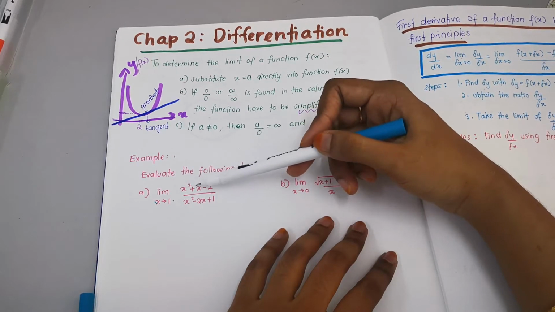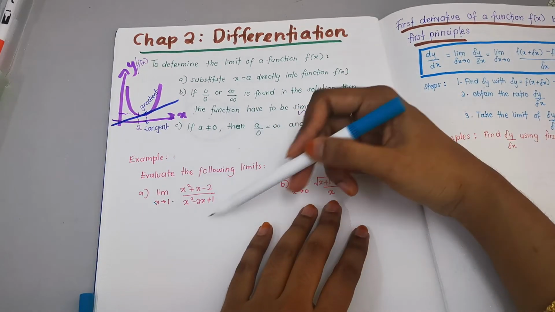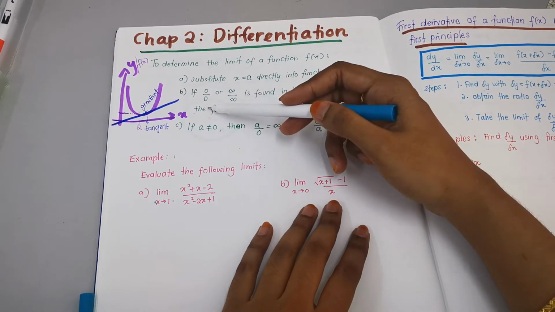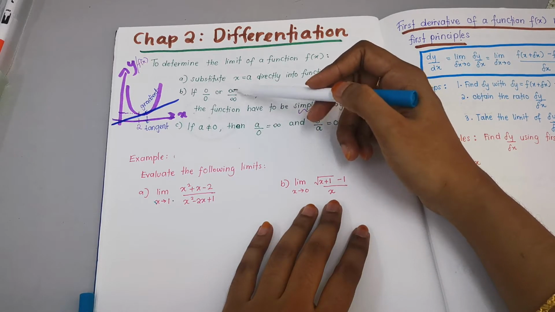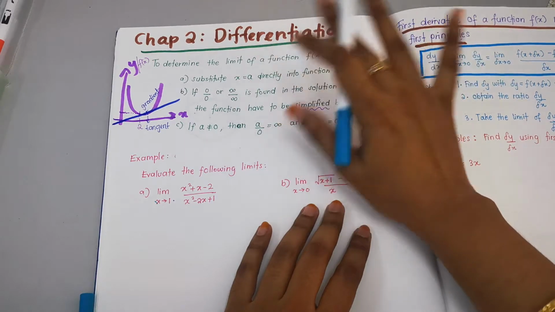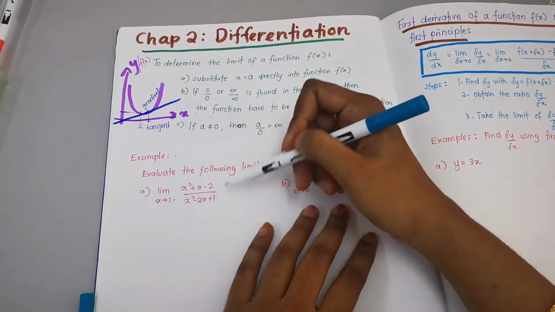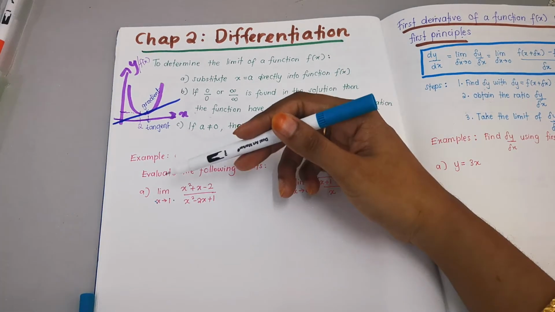Which means inside here 1, 1, and 1. But let's say after you substitute, you get 0 over 0, or you get infinity over infinity. If you get this, these answers are not acceptable. So what you need to do is simplify this function, or factorize it.